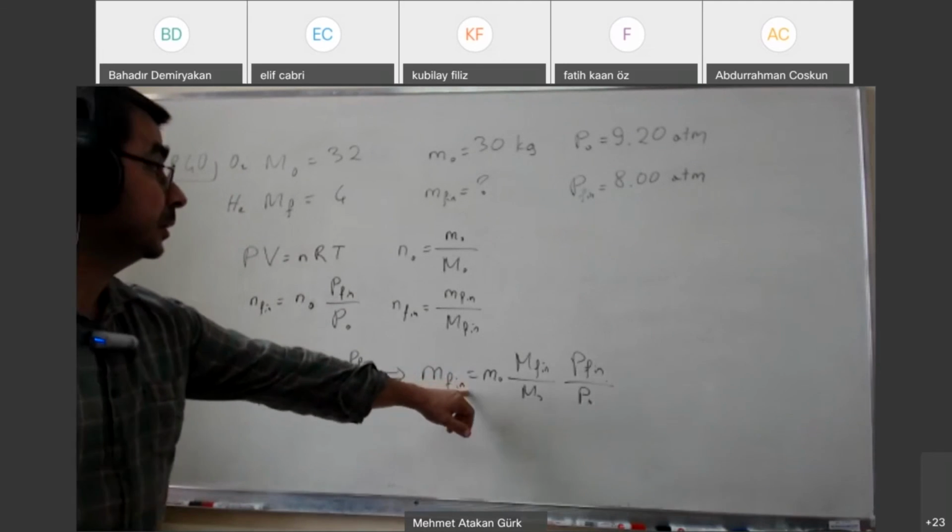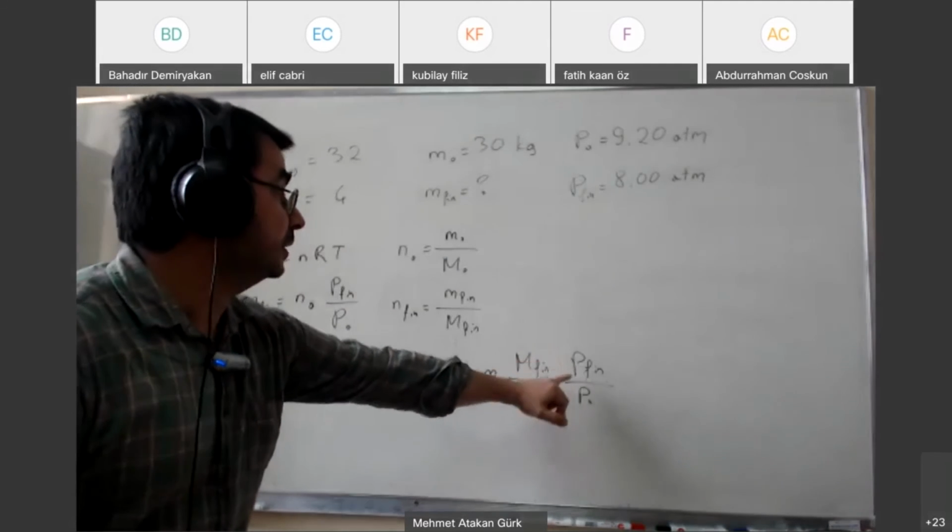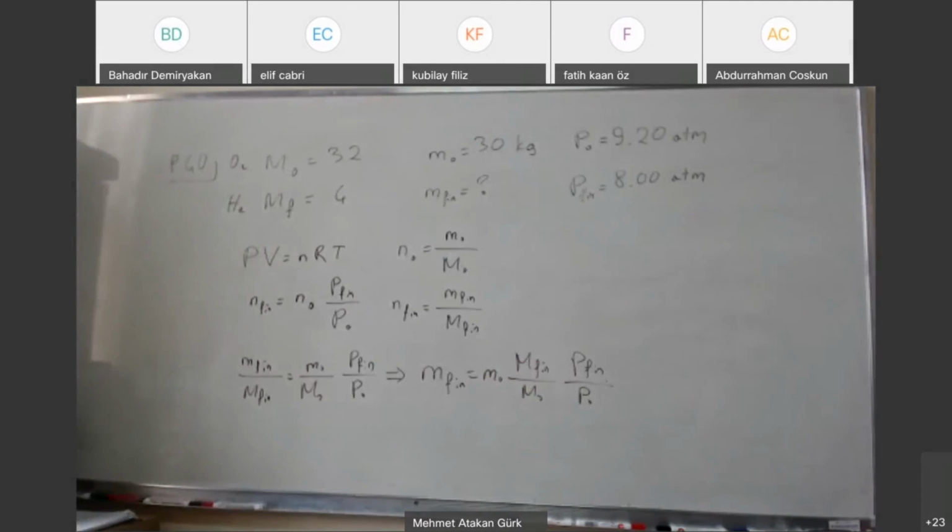So this is 30, this is 4, this is 32, this is 8, and this is 9.2. I'm not going to do this, but you can just plug numbers in and get your answer out. This is just some manipulation of the numbers, and you just need to know what you're doing with the ideal gas law. So is this clear what I did here?